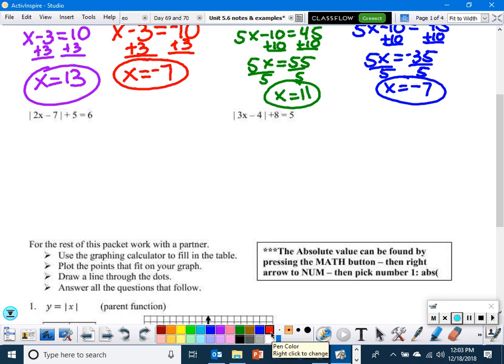So on this one, you will notice that there is a number on the outside of the absolute value. So the first thing we have to do is take care of that. Then we will split it up. Do not split it up until after you take care of that plus 5. You got to do that first. So what we're going to do is take away 5. And then we still have the absolute value of 2x minus 7 equals 1. Now I can split it up.